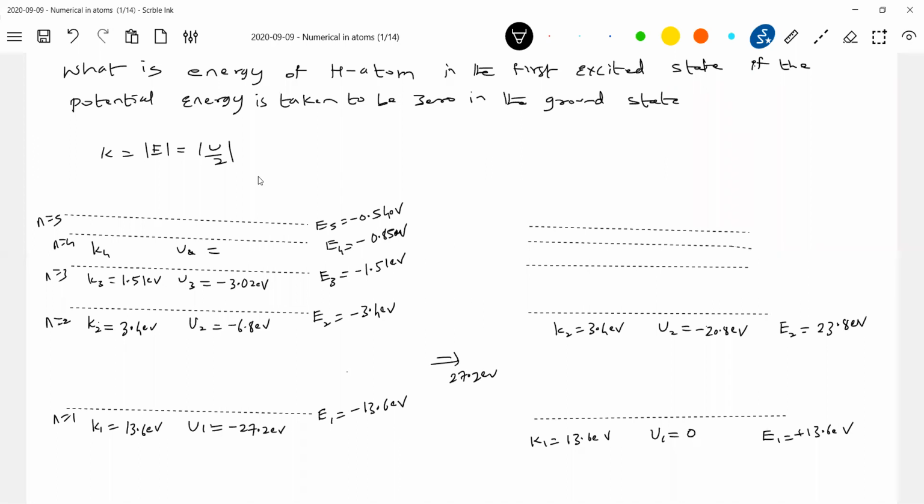Then how to calculate this potential energy? What is the basic formula? E2 should be equal to U2 plus K2. We know E2 and we know K2. I'll write it here. So when you add that energy to each state, we will get this. We know the energy is 23.8 electron volt and the kinetic energy remains the same. We are not going to disturb the kinetic energy of electrons. So now calculate this one.